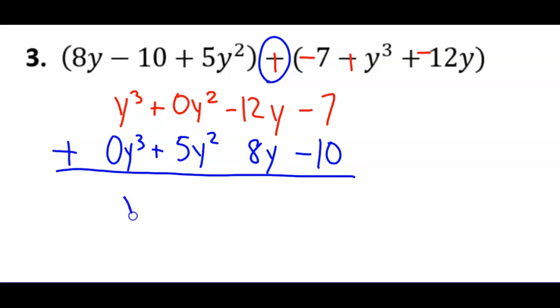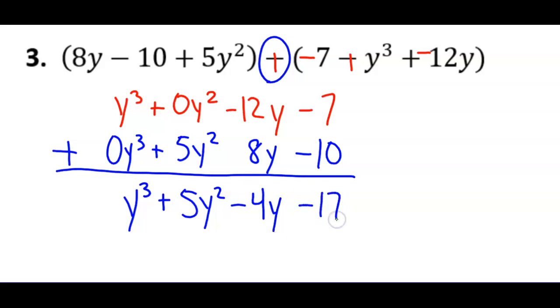I'm going to have a single y cubed by itself. I'm going to have 5y squared by itself. I'm going to have -4y, because -12 plus 8 is -4. And then I'm going to have -17. Okay? So I'm hoping that you got those same answers.